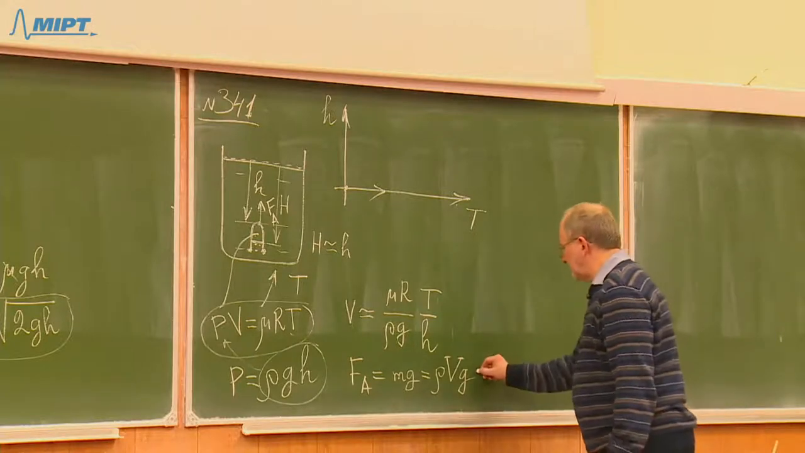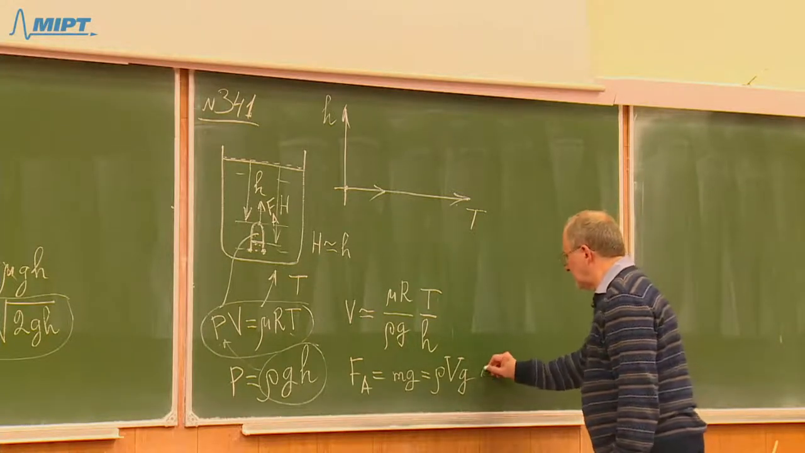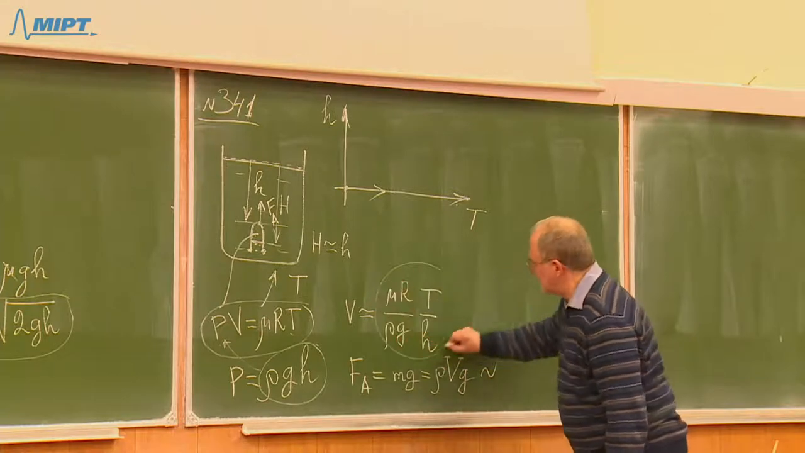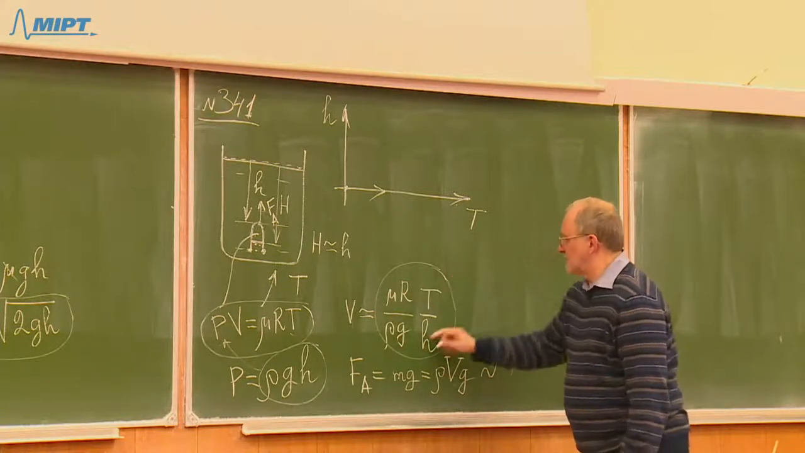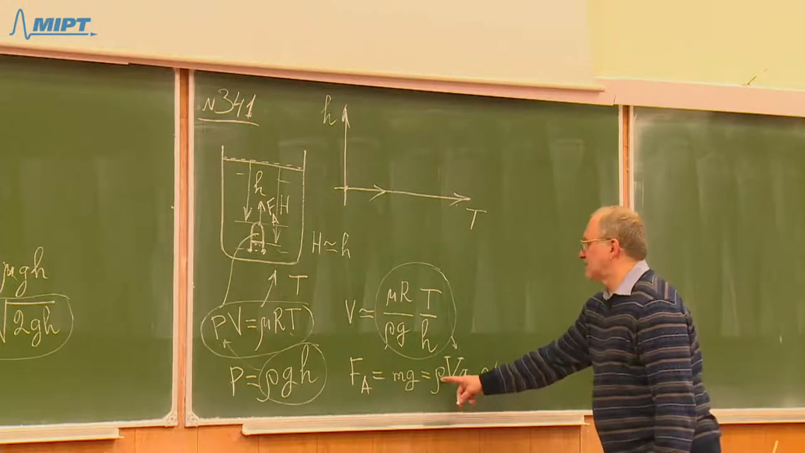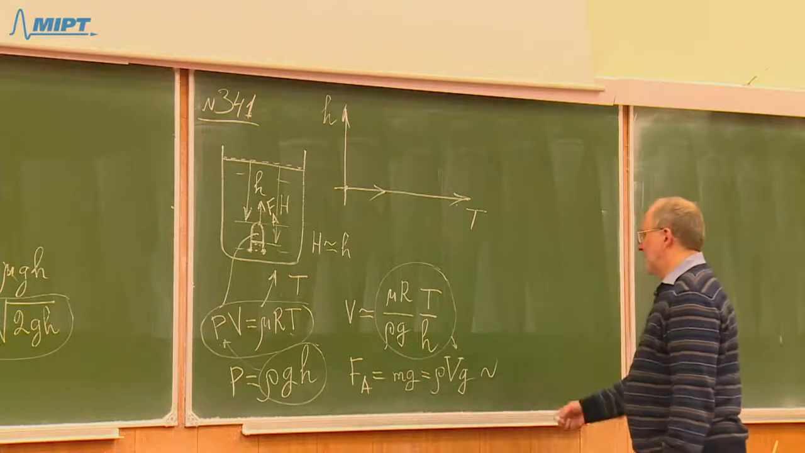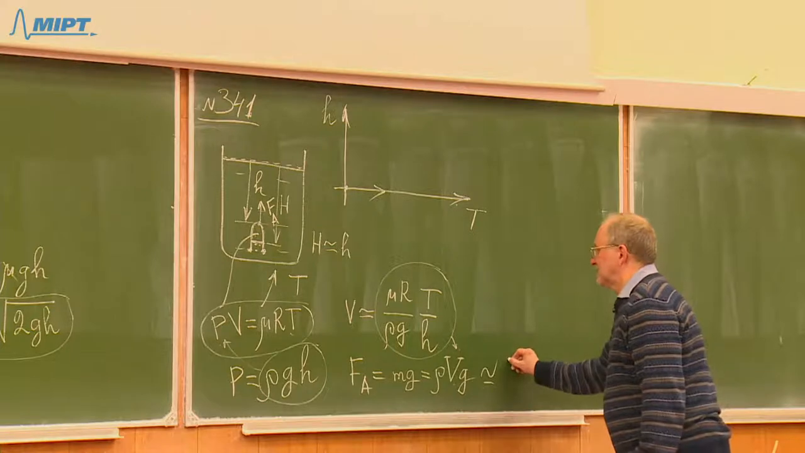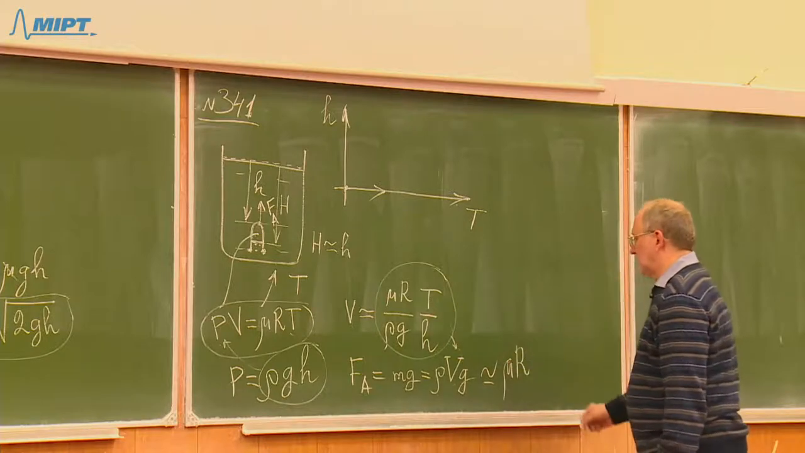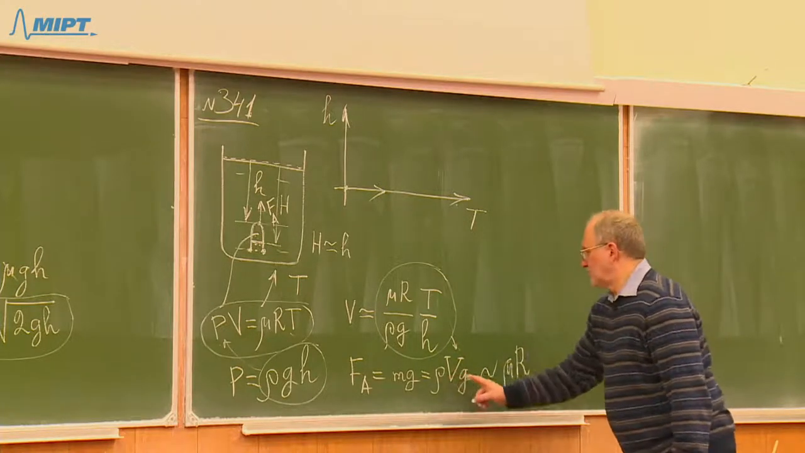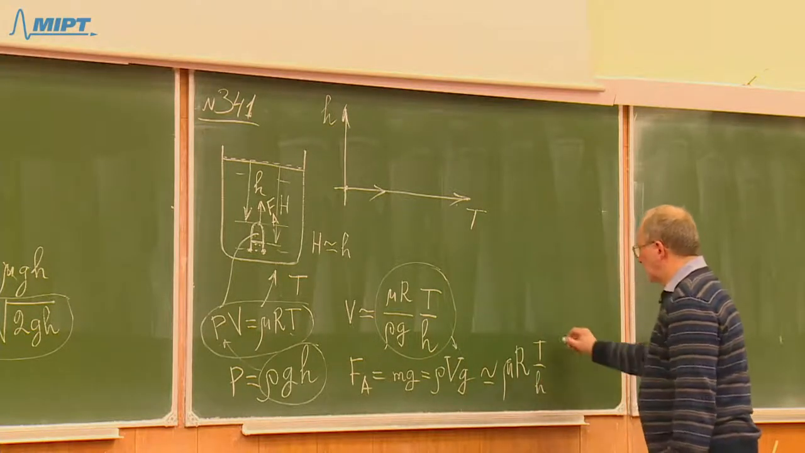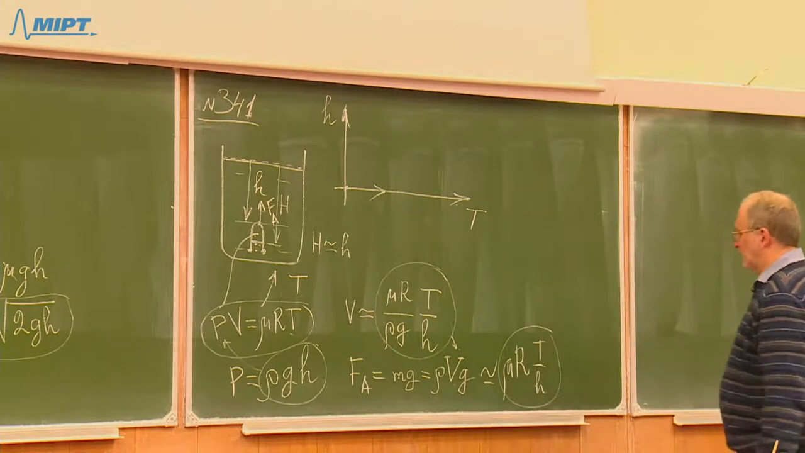So the Archimedes force will be proportional to what? If we substitute volume in this formula from the above expression for volume, we will find that the density of liquid and the acceleration of free fall will cancel, and we will obtain nu R T, where nu is the number of moles and R is the universal gas constant. Rho g is cancelled, and what remains here is T divided by h. So that is the Archimedes force.